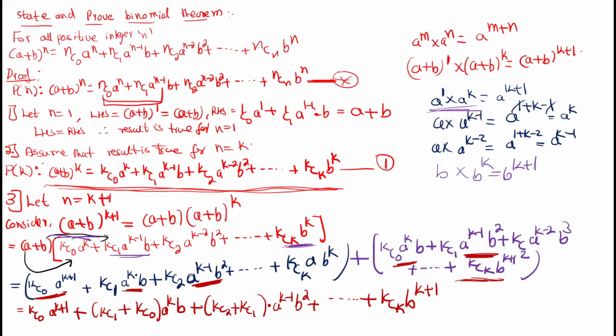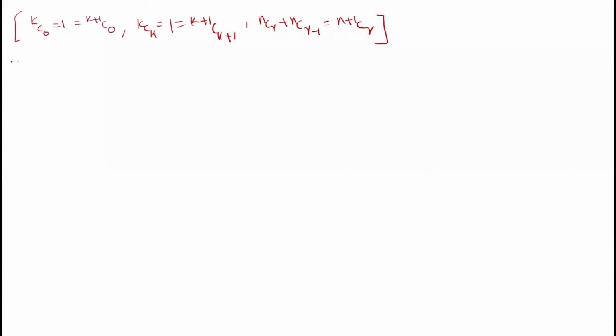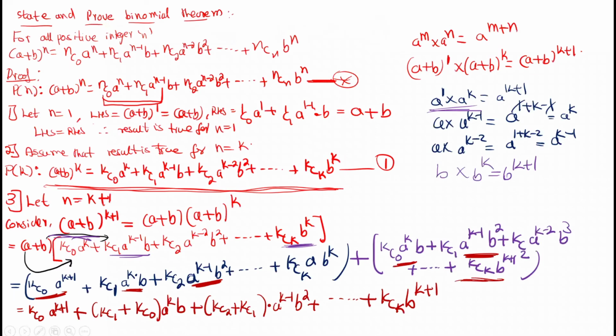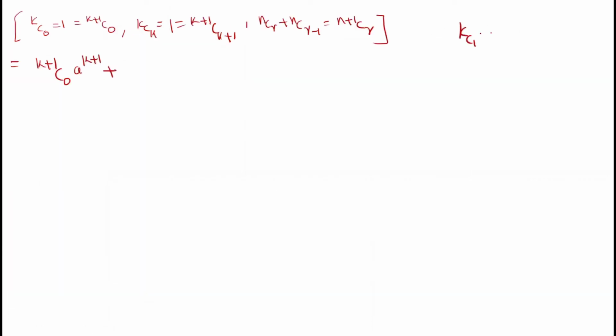Now see, first term kC0 into a power k plus 1 is there, right? I can write it as kC0 equals k plus 1 C0 into a power k plus 1. Plus, say, second term kC1 plus kC0. Look at this one. It is in the form nCr plus nCr minus 1, right? r minus 1 form is there. Okay, nCr plus nCr minus 1. See like this, kC1 plus kC0 is there. How can you write this one? k plus 1 C1, right?